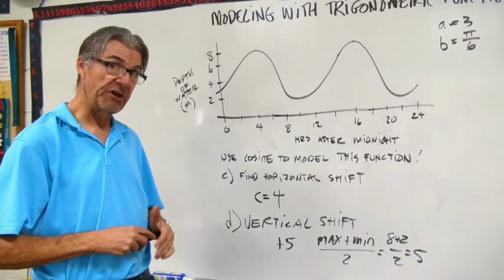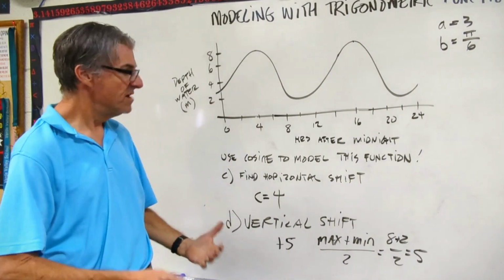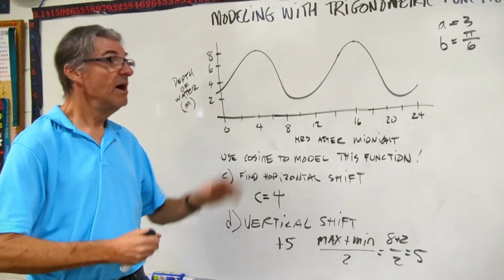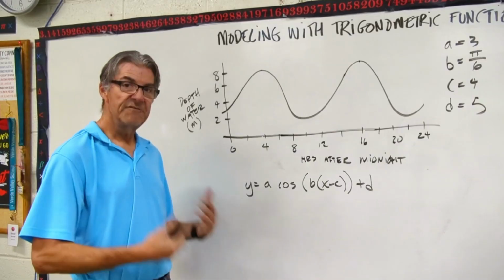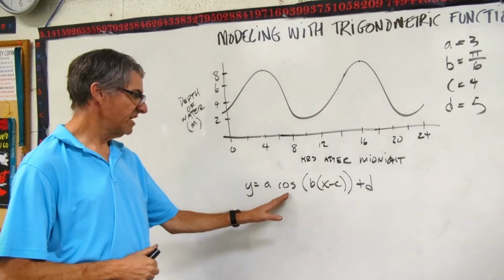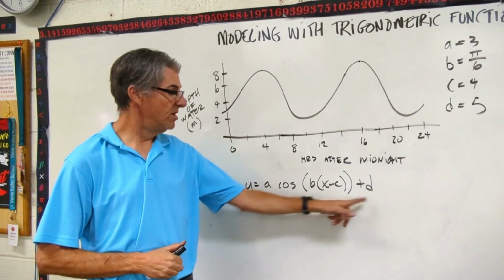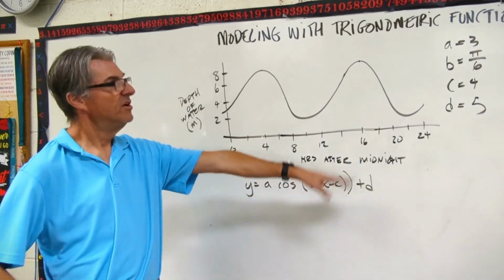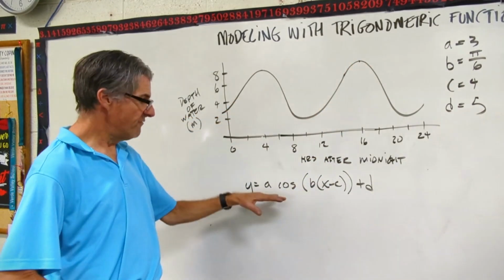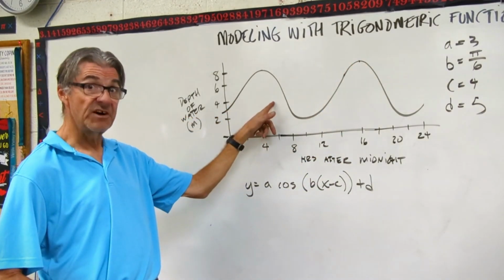Okay, now we're at that cool step. What I want you to do is pause the video and write the equation for this graph. If you needed a hint to get that, here's your hint. Here is the general form for the cosine function with all my a, b's, and c's plugged in their spots. So go ahead and use that and write the equation for that function.